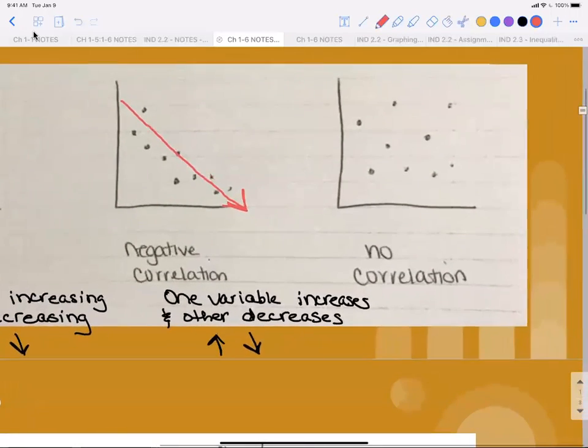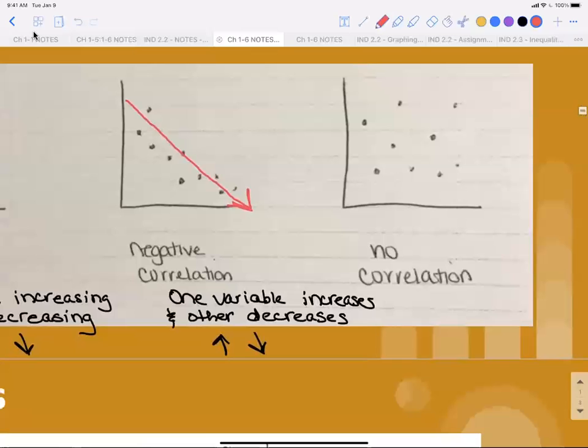And then the last one is no correlation, right? The color of your hair and the sport you play has absolutely nothing to do with each other, right? So the data points here, when I start constructing the plot, it's just going to be all over the place, and you can't see a trend. You can't see any kind of relationship between all of those points, and that's considered no correlation.